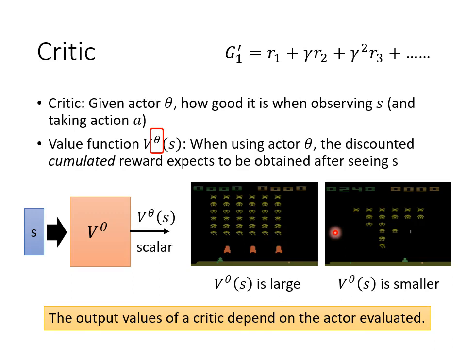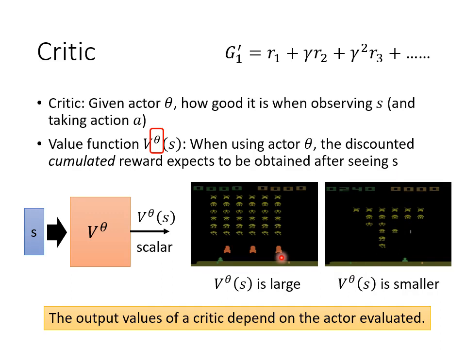It should get a different discounted cumulated reward. In the last example, I said that suppose we have a good actor. After seeing this game screen, we will have a high value. And seeing this game screen, we will have a low value. But suppose your actor is weak.